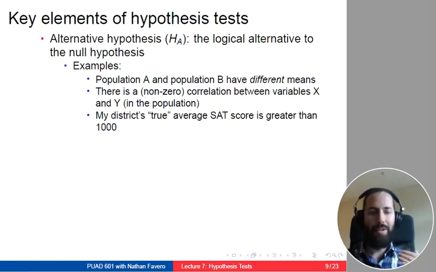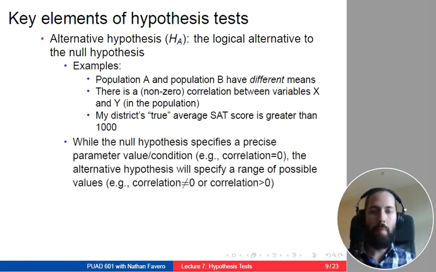It could be that my district is 5 points better. It could be that it's 20 points better, that it's 100 points better. I don't really give a very precise statement in my alternative hypothesis ever. So, while the null hypothesis is very precise, the alternative hypothesis is going to specify a range of possible values.